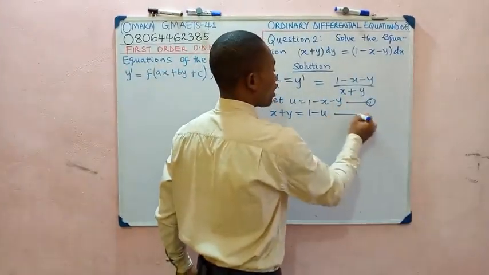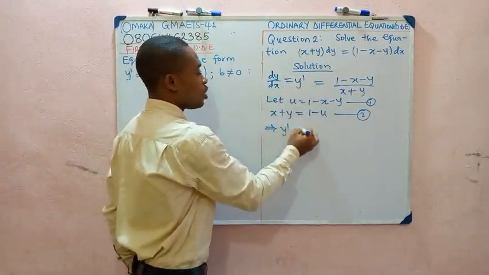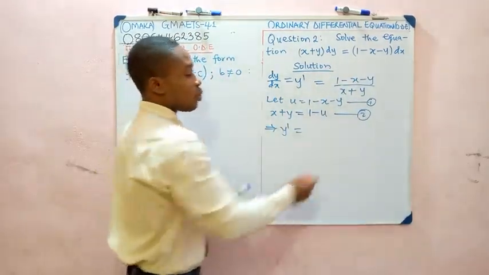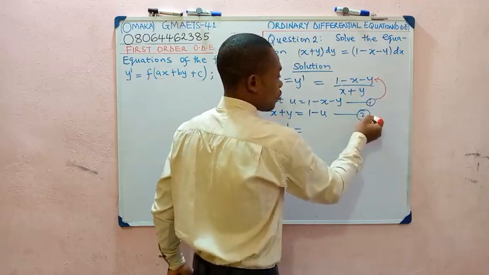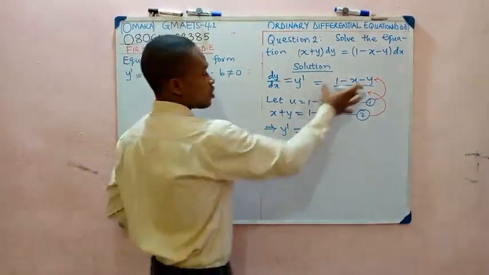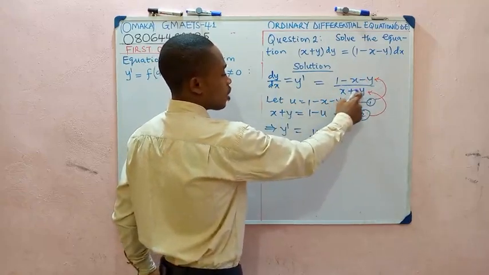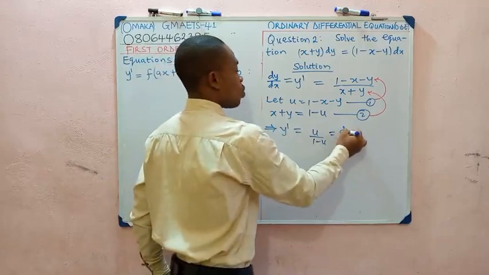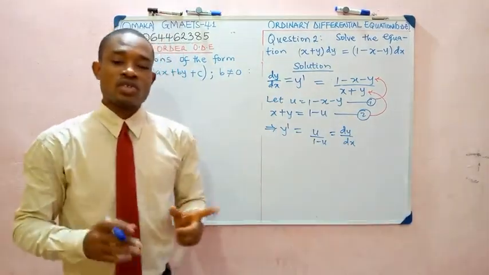We'll call this equation 1 and call this equation 2. Watch something. Our y prime, which is dy dx, will now be equal to, in place of the numerator, we'll put equation 1. And then in place of the denominator, we'll put equation 2. That will give us, for 1 minus x minus y, we put u, all over x plus y, which is 1 minus u. Remember, this is y prime, so it's the same as dy over dx. Alright, we've done the first important thing here.